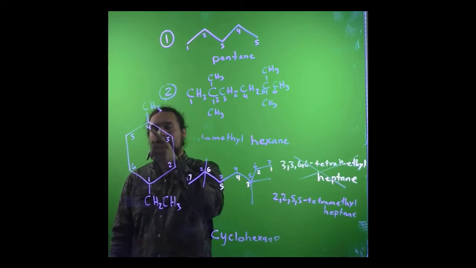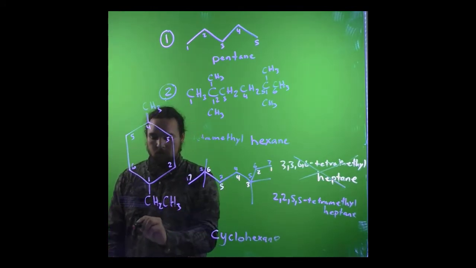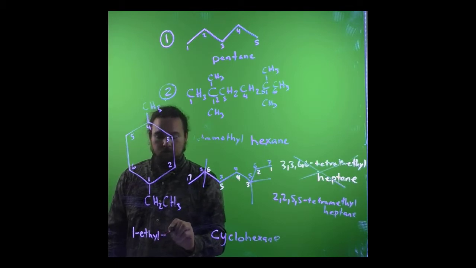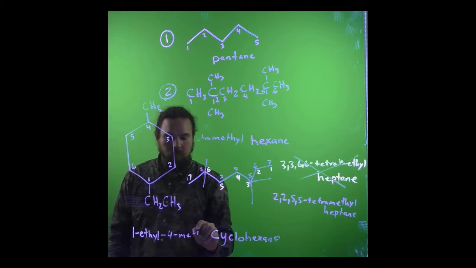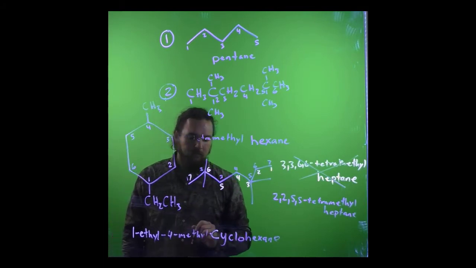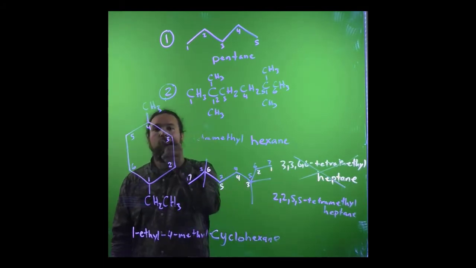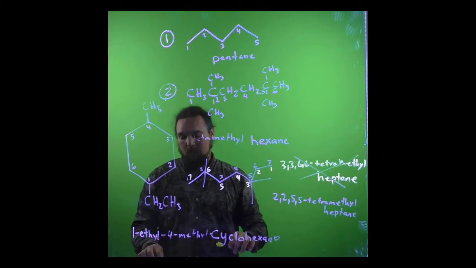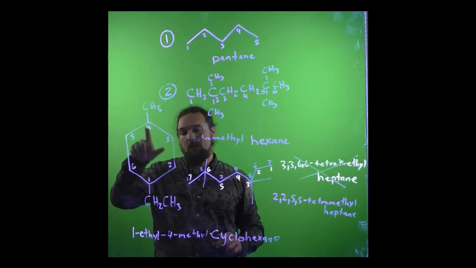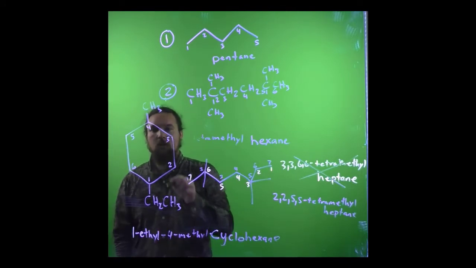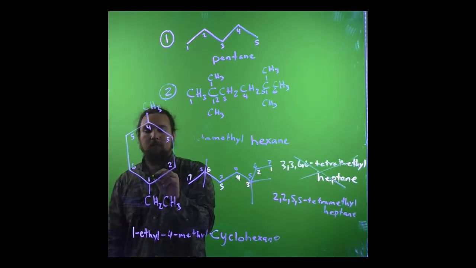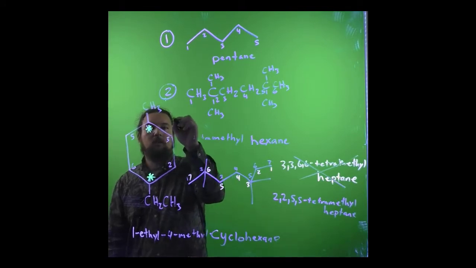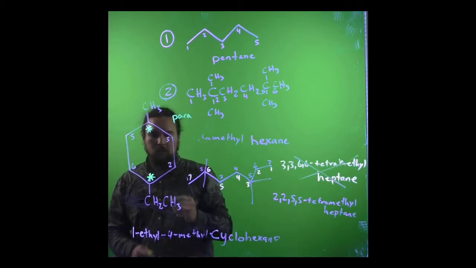And then we have a 1-ethyl-4-methylcyclohexane. Okay. The other thing is with 6-membered rings, they do have a special naming. When they're in 1-4 relation to each other, that is called para. So if you have the positions in 1 and 4, that's called para substitution.